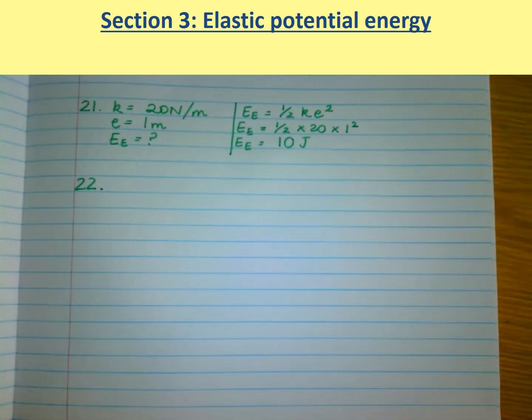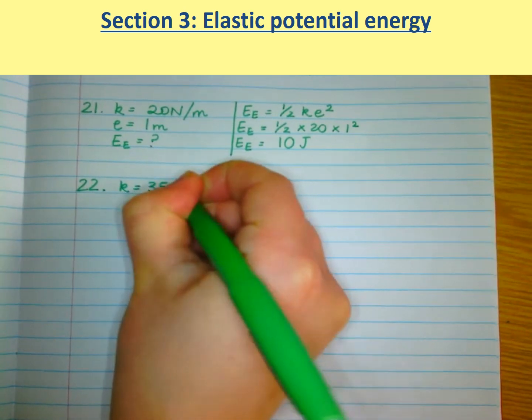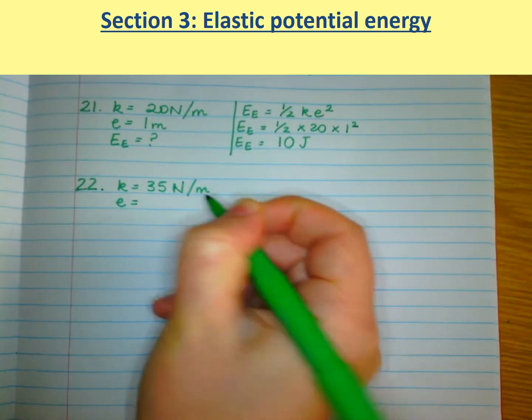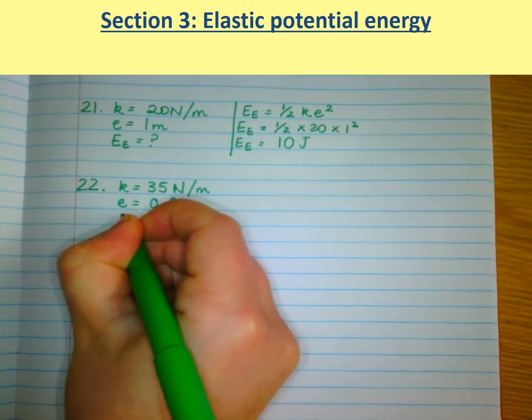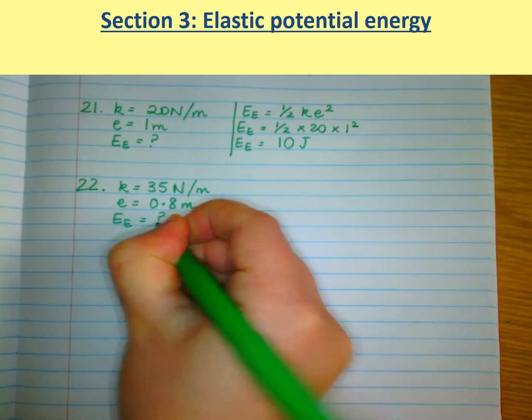Question 22 says that there's a spring with a spring constant of 35 newtons per metre and an extension of 0.8 metres. And we've been asked to find the elastic potential energy.